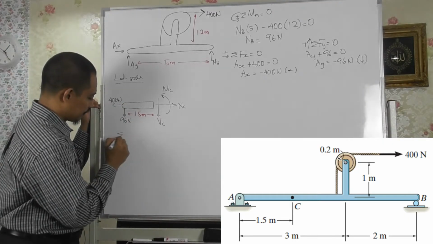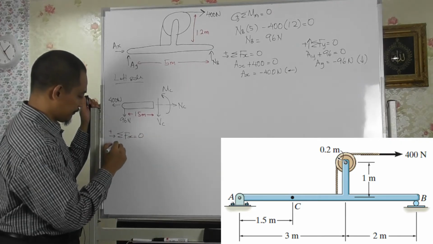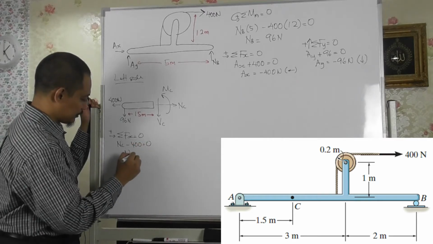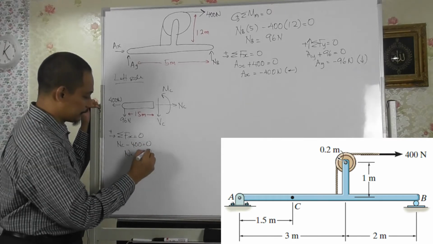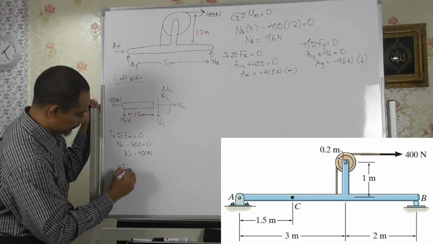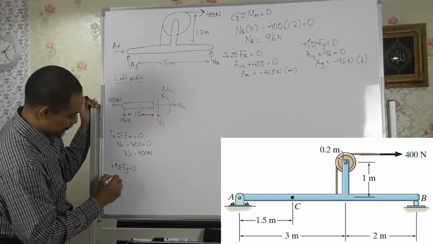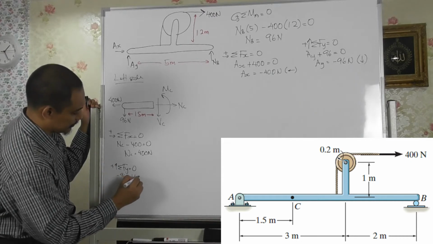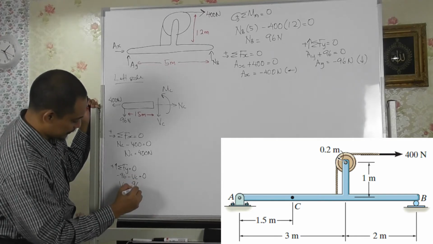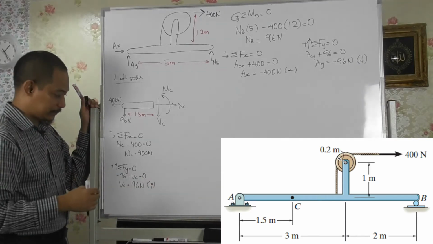So summation of Fx equal to 0, taking to the right as positive, so you have NC minus 400 equal to 0, and NC equal to 400 Newton. Then you have summation of Fy equal to 0, taking upwards as positive, so you'll have minus 96 minus Vc equal to 0. So Vc equal to minus 96 Newton, so actually the opposite direction.